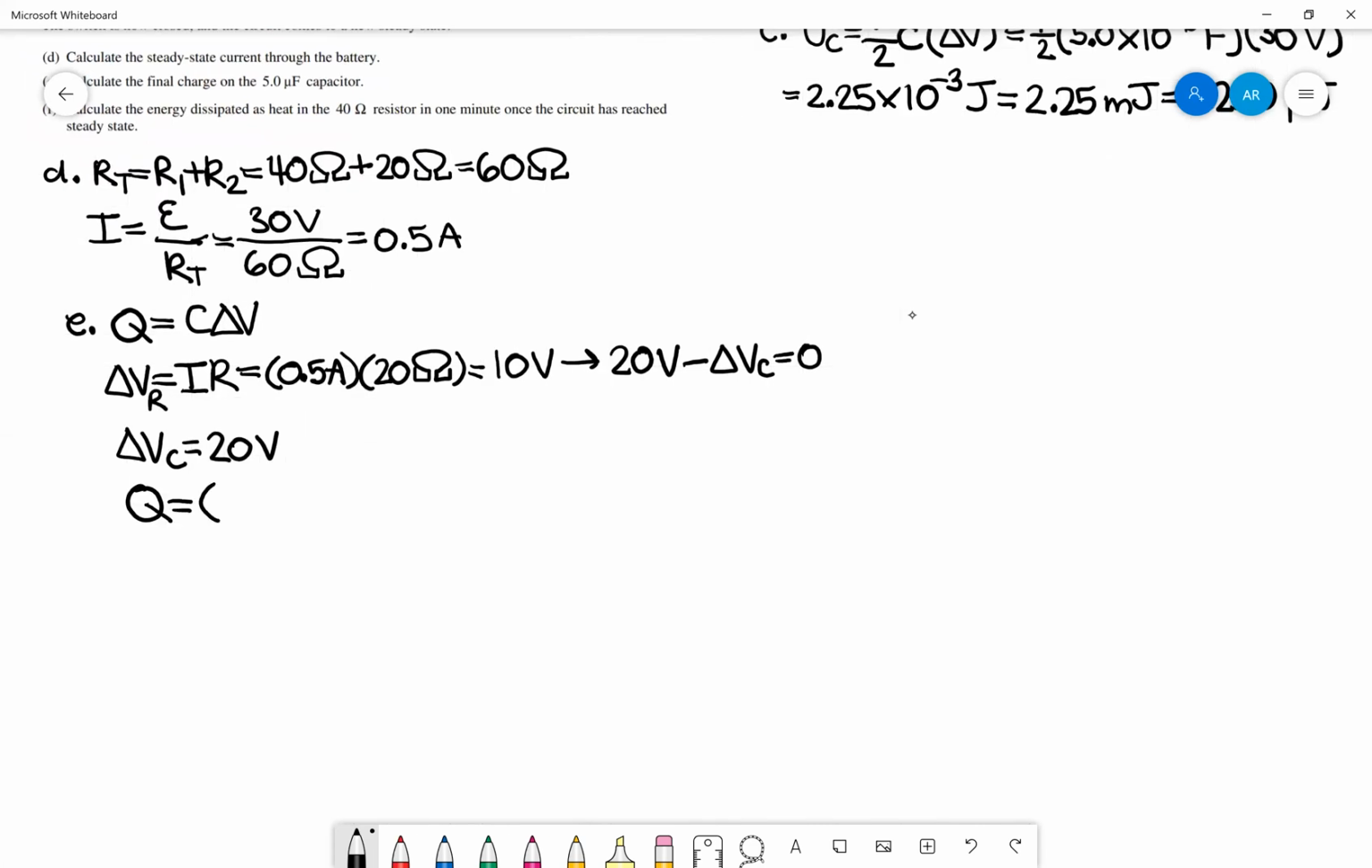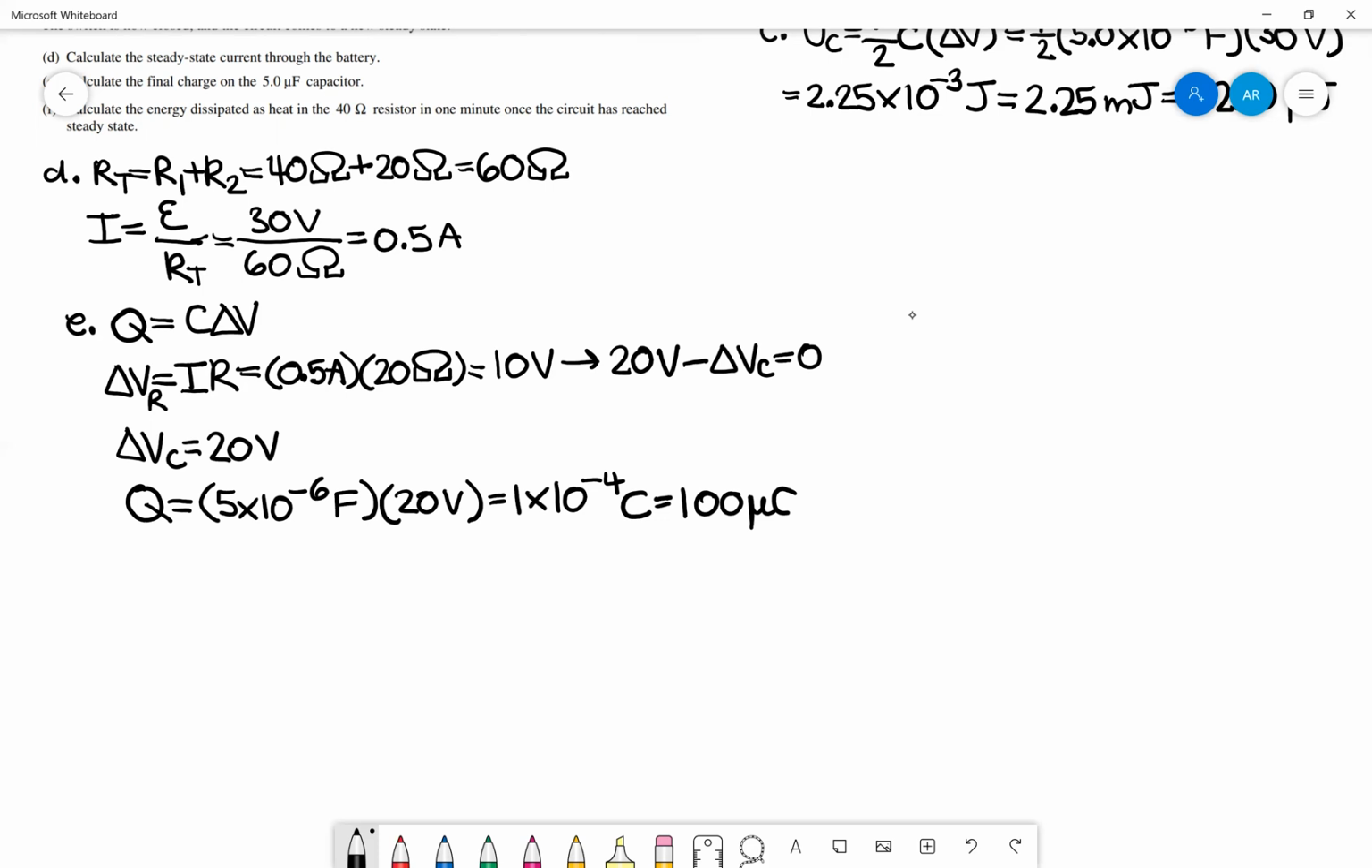Charge is equal to the capacitance, which was 5 microfarads, times 20 volts. And we get 1 times 10 to the negative 4 coulombs, or 100 microcoulombs.